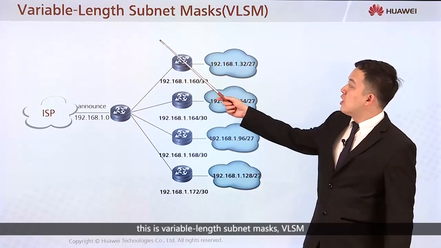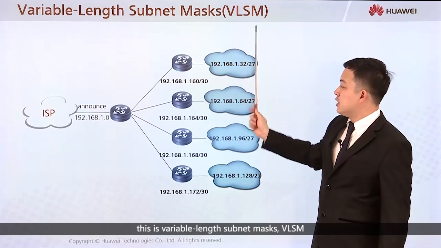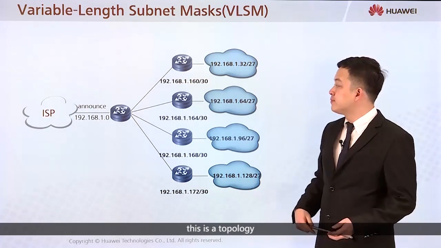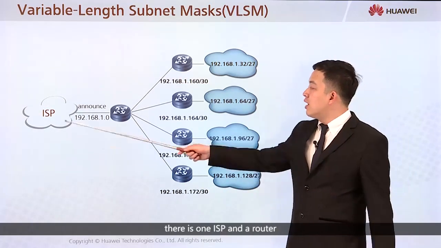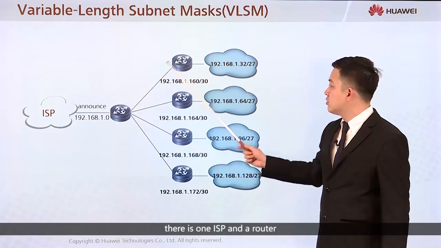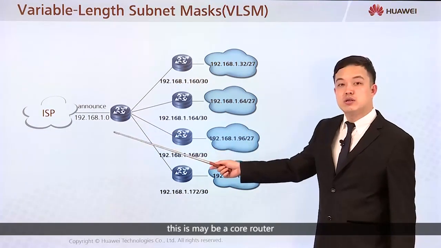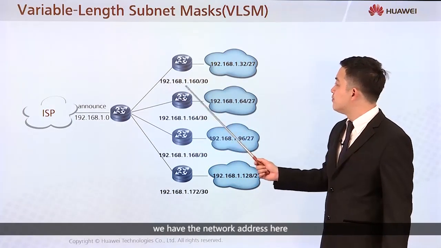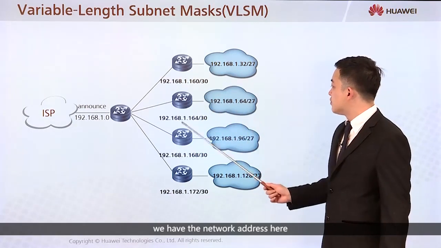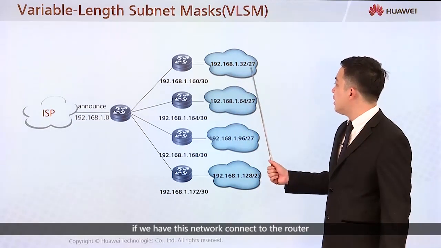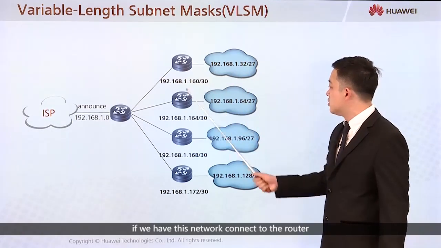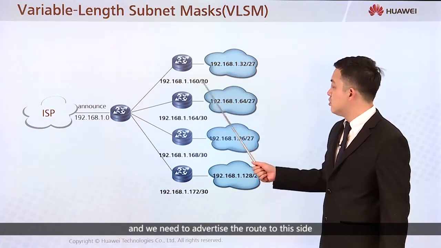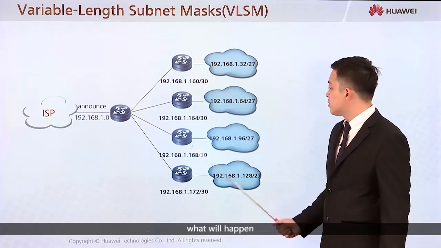This is variable length subnet mask, VLSM. When can we use VLSM? This is a topology. There's one ISP and the router. This is maybe a core router. This is the IXS router. We have the network address here. If we have this network connected to the router, and we need to advertise the route to this side, what will happen?